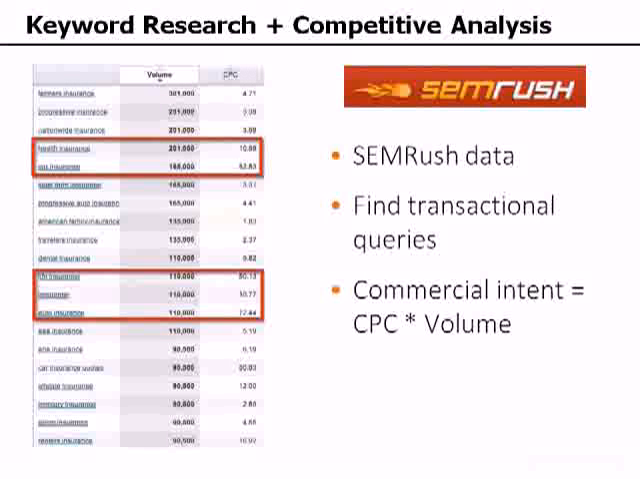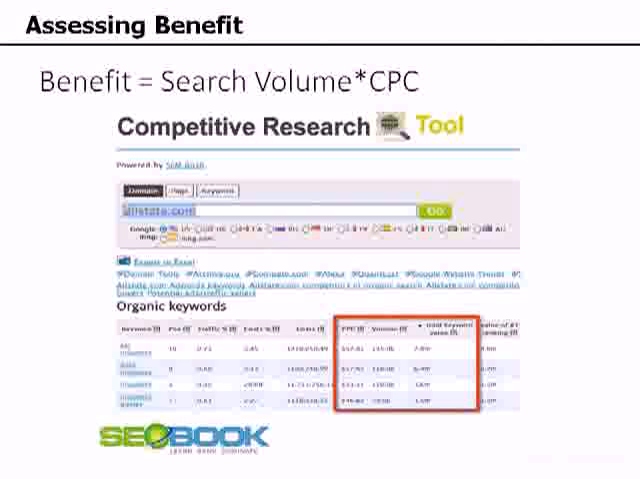Now, SEMrush will give you more terms. It's easier to find the transactional queries. It's easier to look up your very large competitors. It's easier to export to a spreadsheet and multiply the cost per click times the volume. We can do this either at SEMrush or at the SEO Book tool, which is based on SEMrush data. And SEMrush is also based on AdWords data. They have the cost per click.